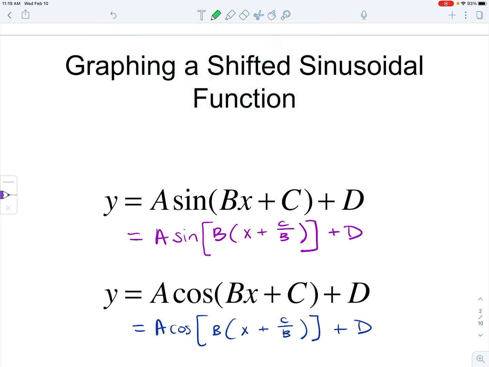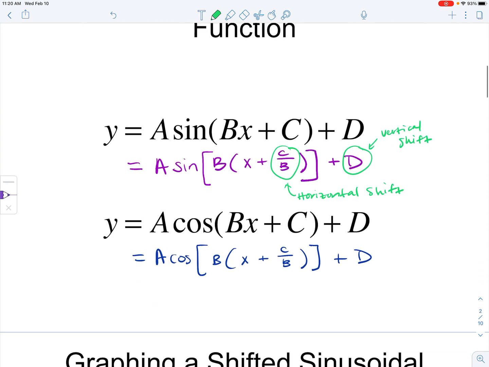And the c over b is what the horizontal shift is. And then d is the vertical shift. Okay, and before you apply any horizontal or vertical shifts, you need to apply any transformation. So any vertical or horizontal stretch or shrink or reflections before you apply any horizontal or vertical shifts.